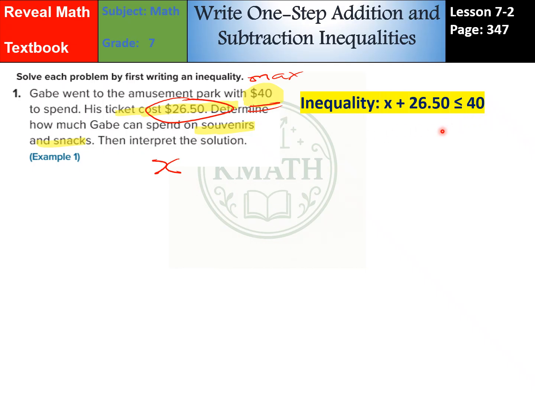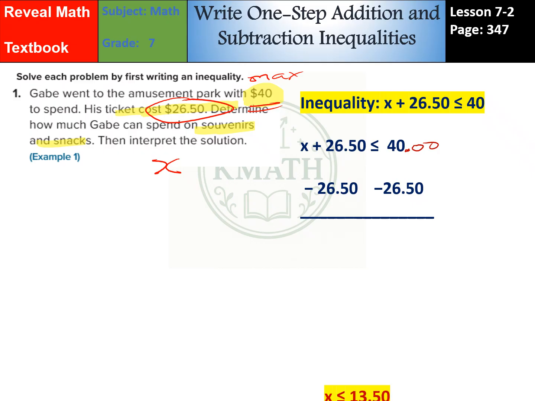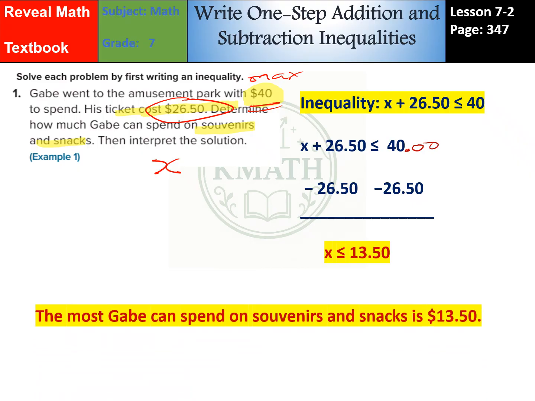Now how will we solve this inequality? Same as an equation, we will do the opposite operation. Here it is addition, and the opposite of addition is subtraction. So you will subtract 26.50 from both sides. This 40 becomes 40.00. When you subtract, you get 13.50. So X is less than or equal to 13.50. The most Gabby can spend is $13.50.